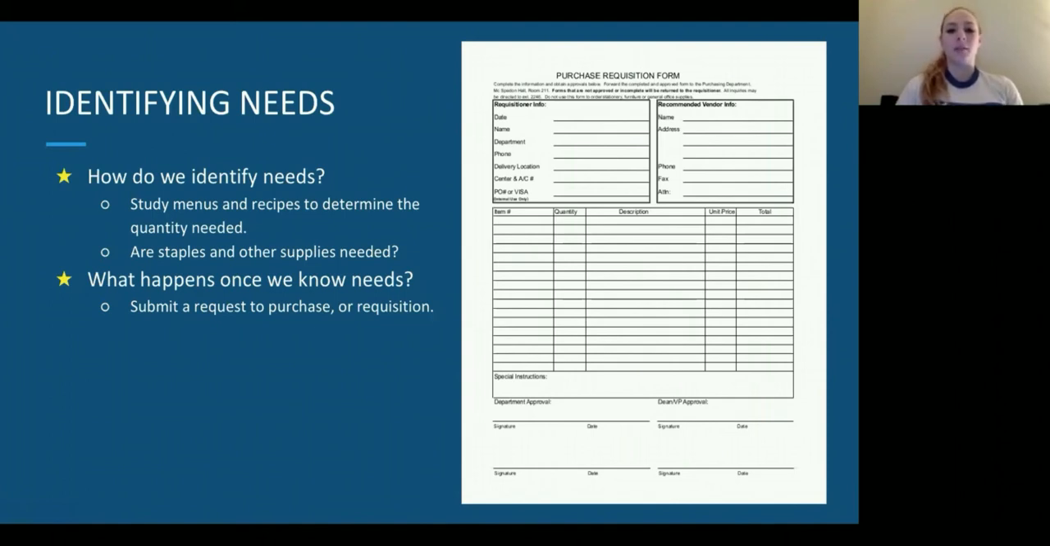Once we know our needs, we need to submit a request to purchase, or a requisition. There's an example of this form on the right-hand side of your screen. Once this form is submitted, the purchasing procedure starts.